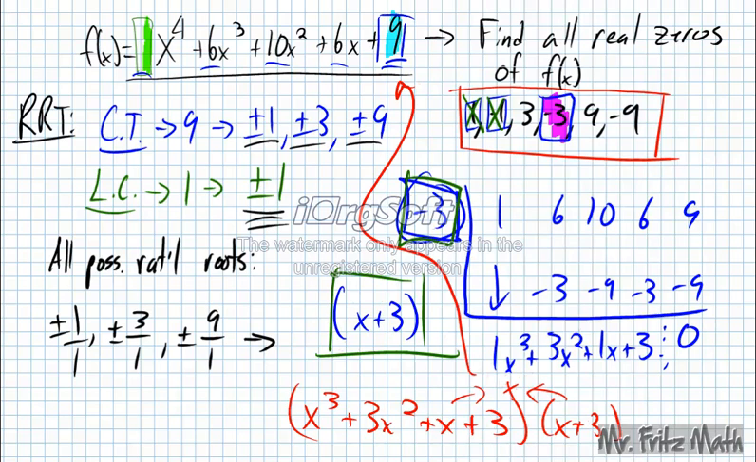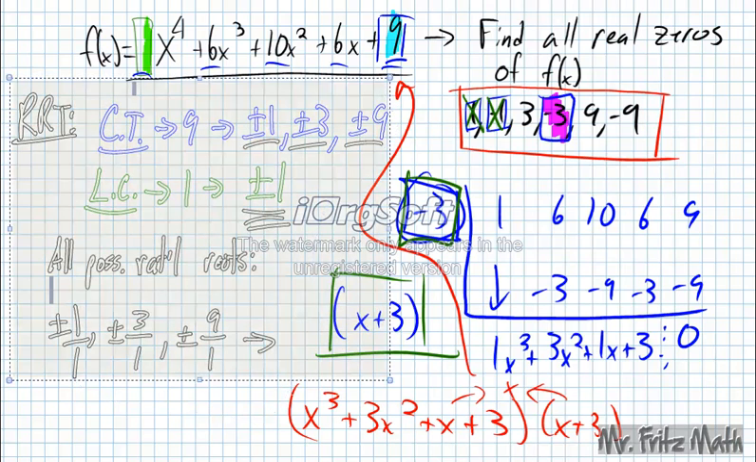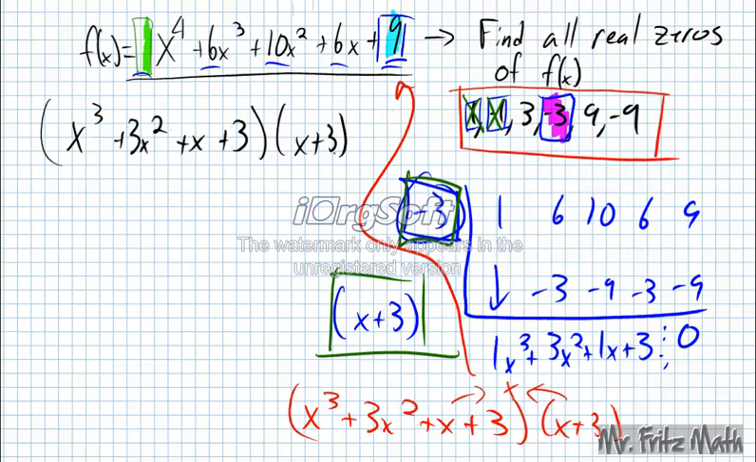Okay, so from here, now I'm going to clean this up a little bit, get rid of all this stuff. From here, I have this polynomial, x cubed plus 3x squared plus x plus 3 times my x plus 3 that I divided out before. Now, I have a couple of options.